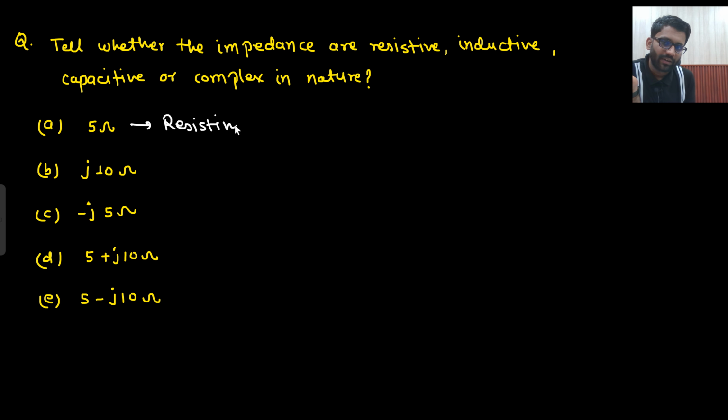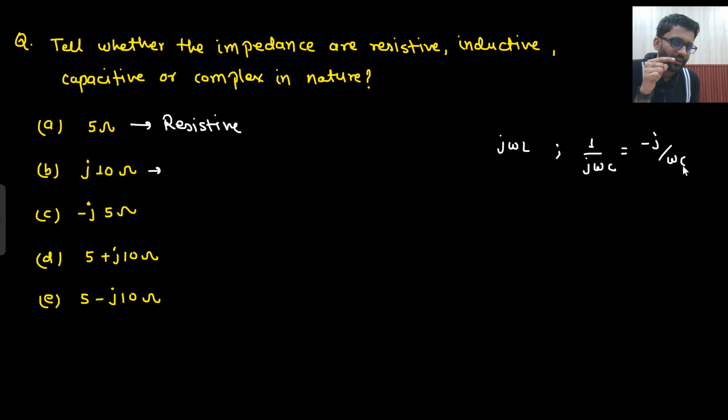I hope you already know it. This is inductive. Why is that so? Because the impedance provided by the inductor is j omega L and the impedance provided by the capacitor is 1 by j omega C. If I take this j upward, what will it be? Minus j by omega C. So whenever you see minus j, that means it is capacitive. If you see plus j, that means it is inductive.